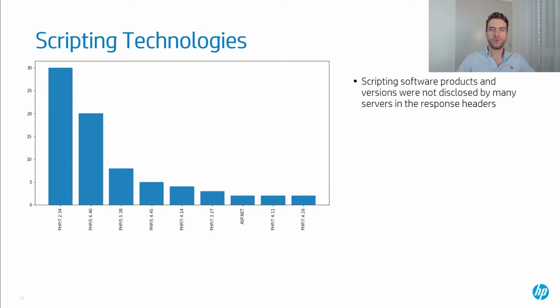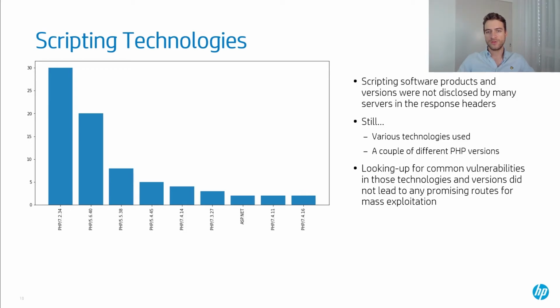We did a similar evaluation for the used scripting technologies. As we also did this analysis based on the HTTP response headers, we did not get many results. A lot of websites did not disclose their used scripting technology or versions. As can be seen on the chart, we still got the information that various technologies are being used and also a number of different PHP versions.